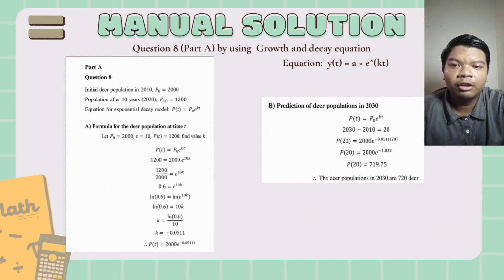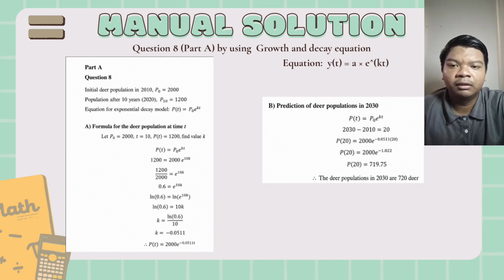So we use the exponential decay model, and the equation is y(t) = a e^(kt), where a is the initial number, k is the decay constant, and t is time. But we replace a with P0 according to our question.